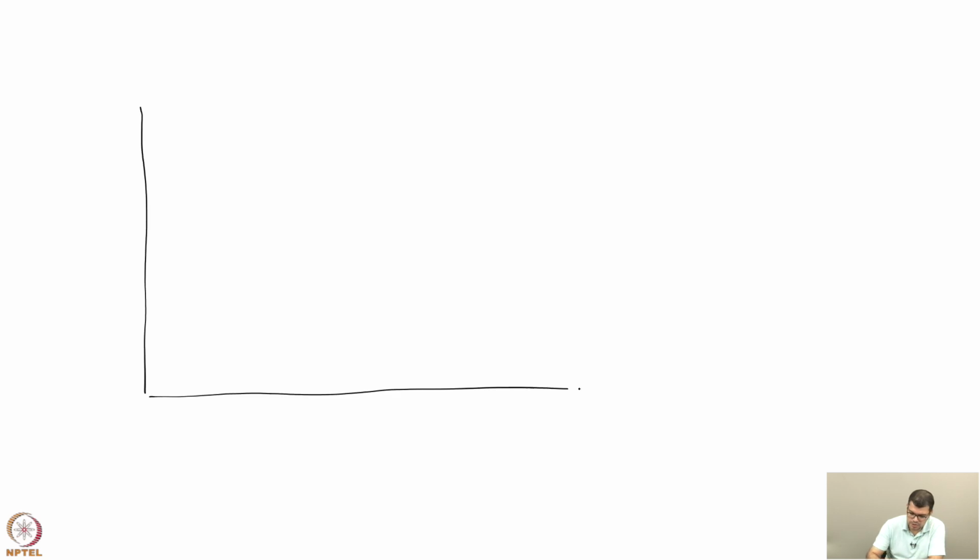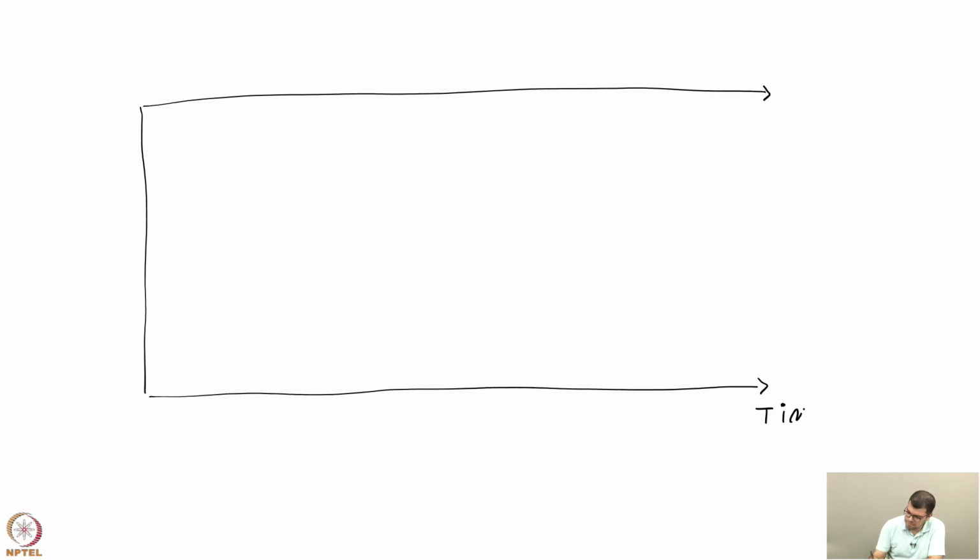So, dynamically, this process can be represented as follows. On the x axis is time, and on the y axis is population.